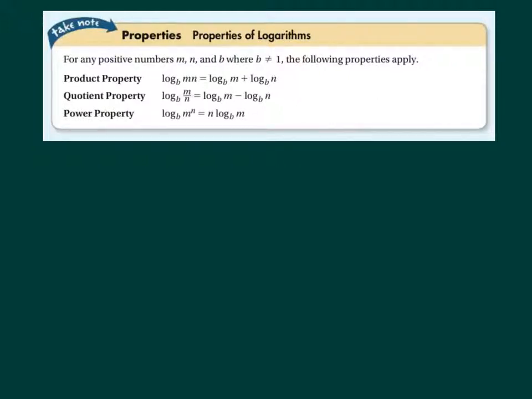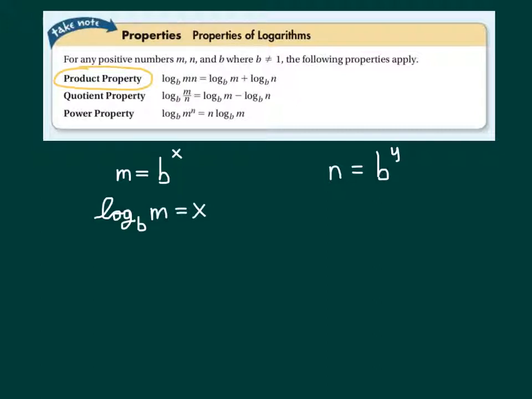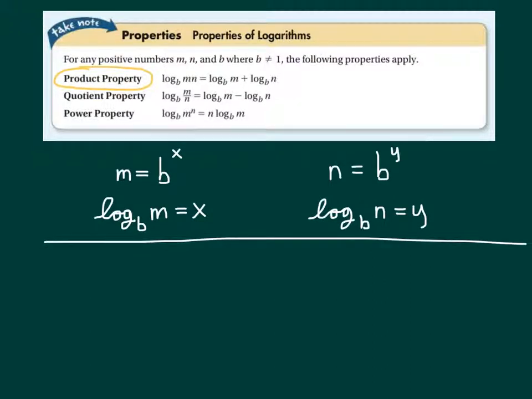So now, to prove the product property, this is the one we're going to prove. I want to say that m is b to the x power, and that n is b to the y power. I'm just going to say that because I know what's going to happen in a minute. So why did I say that? Because I know things. That means that we can say, rewriting those as logarithms, log base b of m is x. Similarly, log base b of n is y. My setup is complete. Now I just want to prove it.